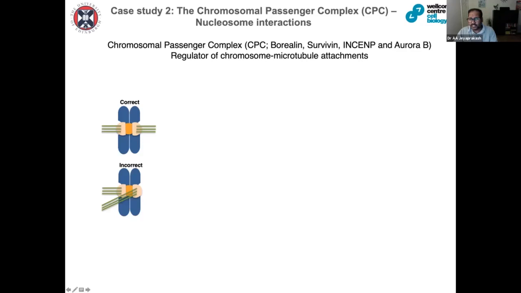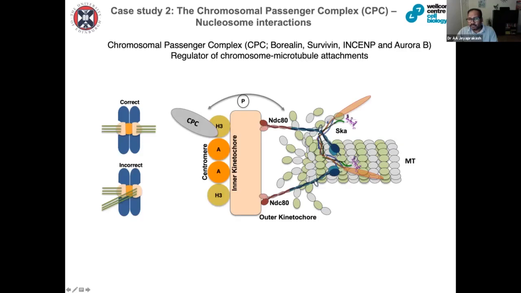And the chromosomal passenger complex, CPC, eliminates these incorrect attachments by phosphorylating the microtubule binding components of the kinetochore, such as the NDC-ED complex and the SCAR complex that I just introduced to you in the previous example.